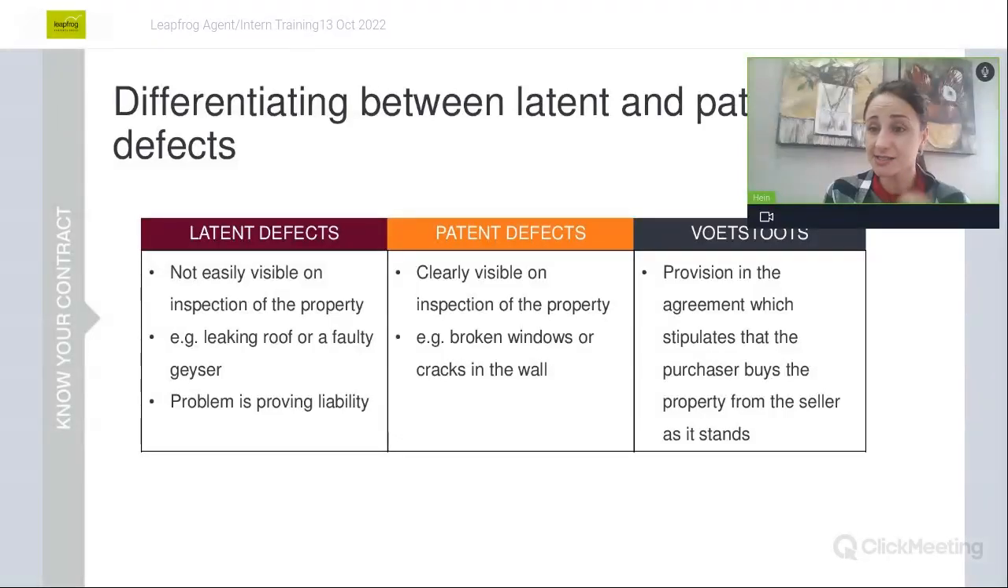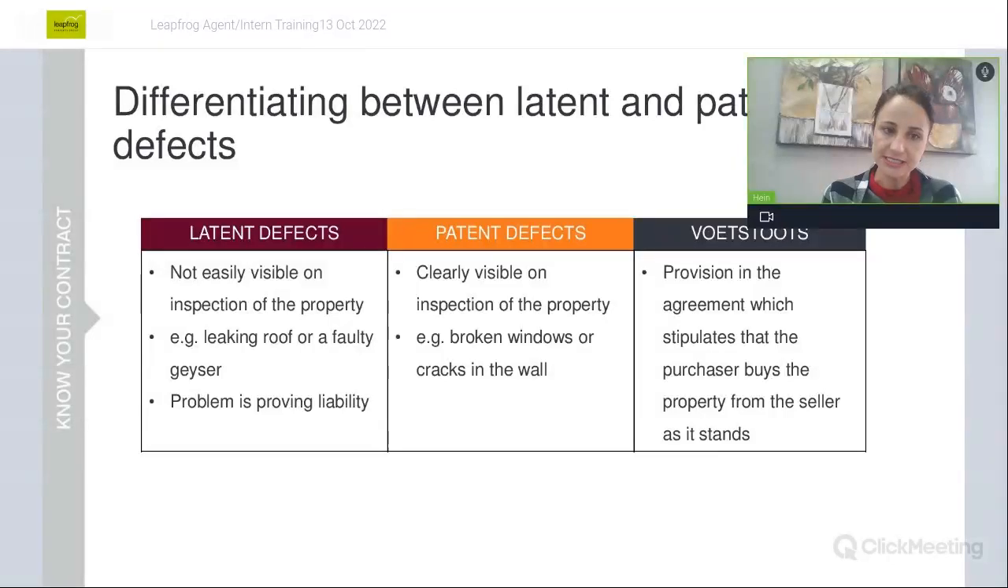It's something like skew boundary lines, no building plans, zoning issues. It's something that's not easily or reasonably ascertainable, and you wouldn't know there's an issue unless you were specifically told. Patent defects are patent to the eye, they're easily seeable, and that includes something like mold in a cupboard. If you open the cupboard, you can see there's mold. So that is a patent defect.